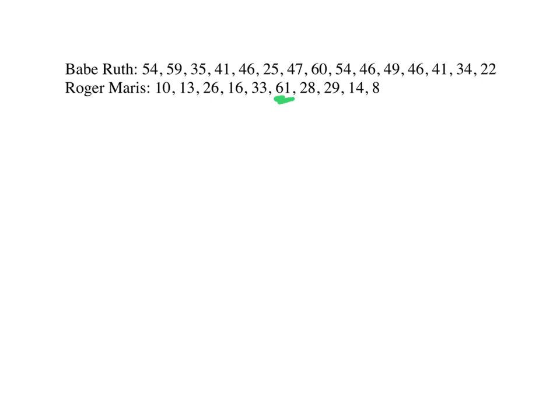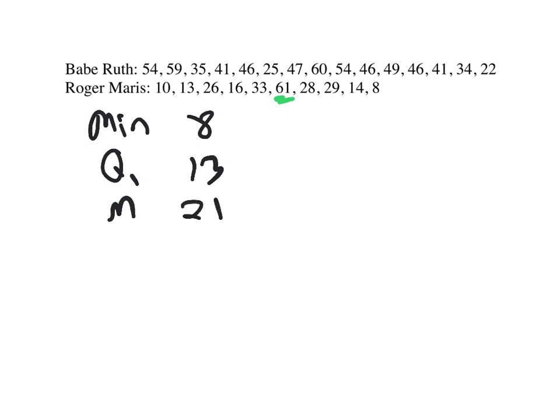So I'm going to need my five-number summary. I'm going to need my Q1, no, I don't have a Q1. Silly me. It's called a minimum, right? Minimum, then after that, Q1, then my median. The minimum is 8, Q1 is 13, the median is 21, Q3 is 29, and the max was 61.